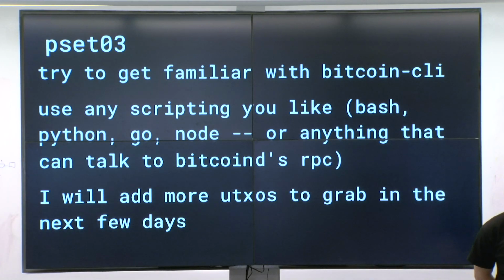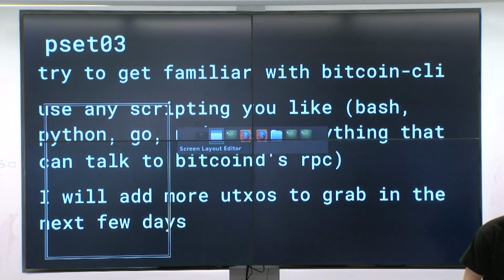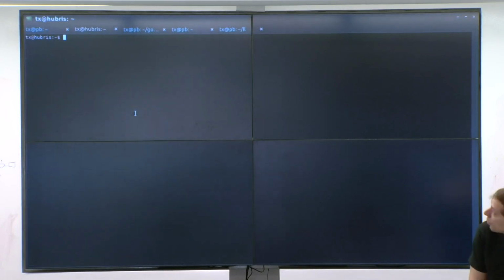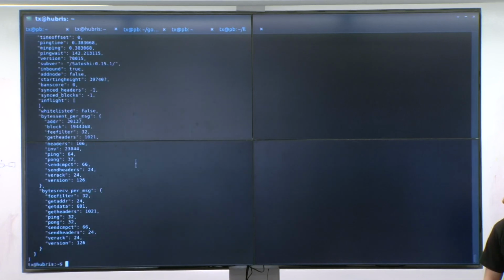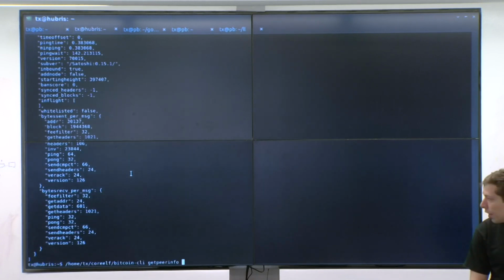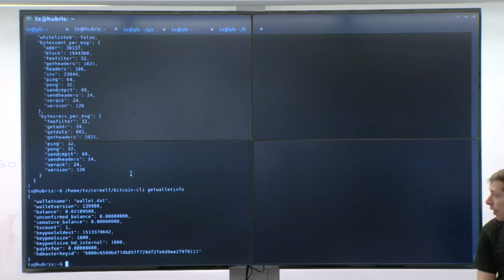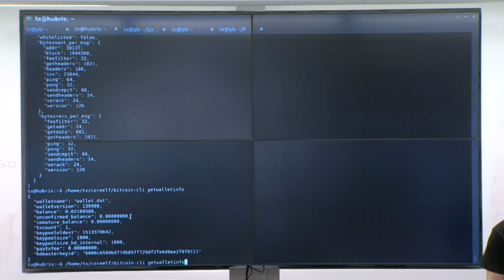Bitcoin-cli is a command line utility that lets you interact with the Bitcoin node. So for example, is this readable? Kind of, right? If I want to get peer info, this is a computer down on the first floor running Bitcoin mainnet. I want to see who's connected to me. It returns JSON, and it tells me all about the people I'm connected to. If I want to say getwalletinfo, it'll tell me I don't have any money. Things like that. And then there's help.